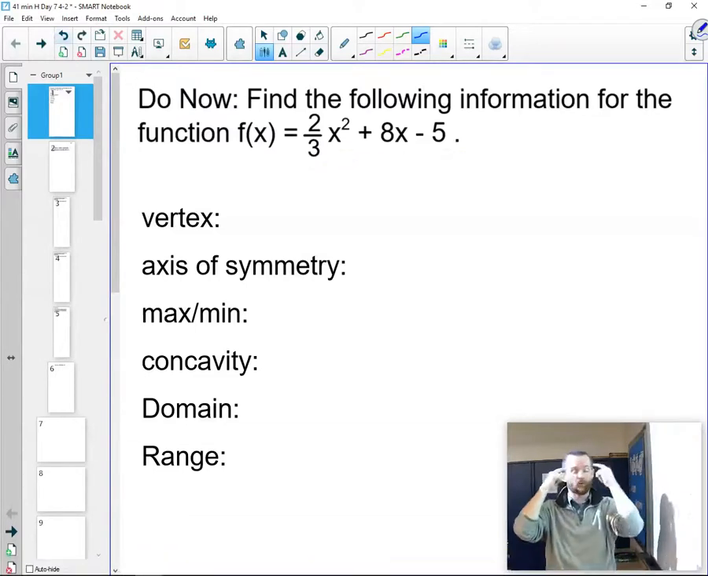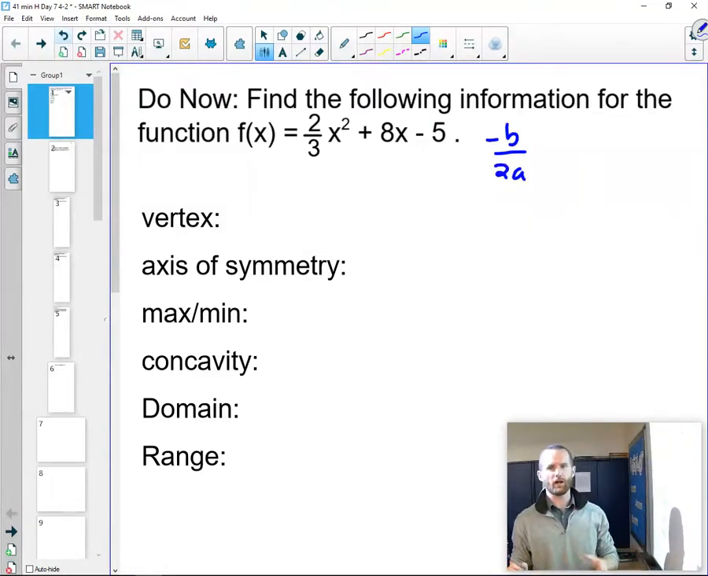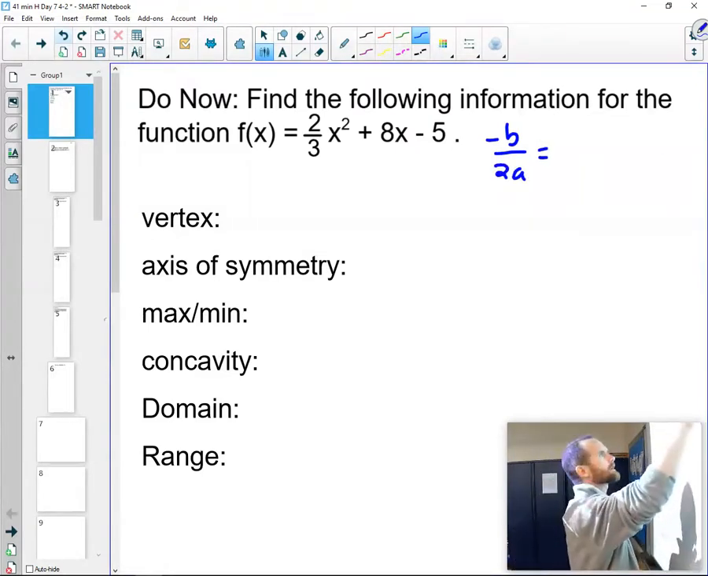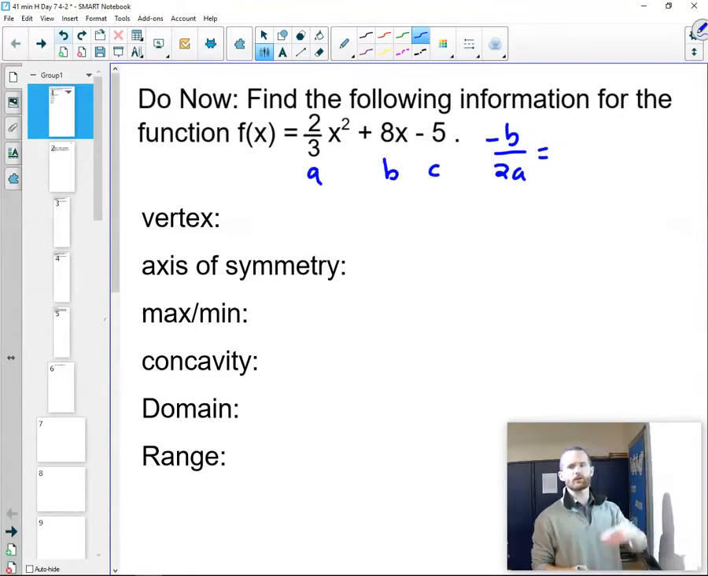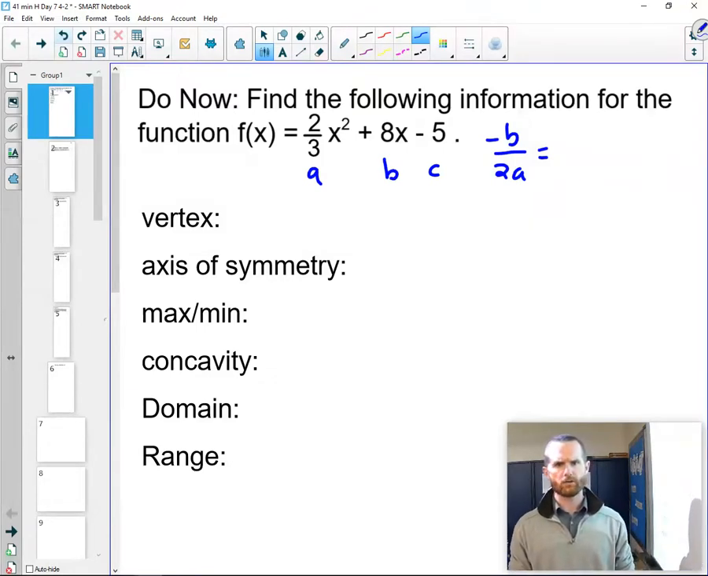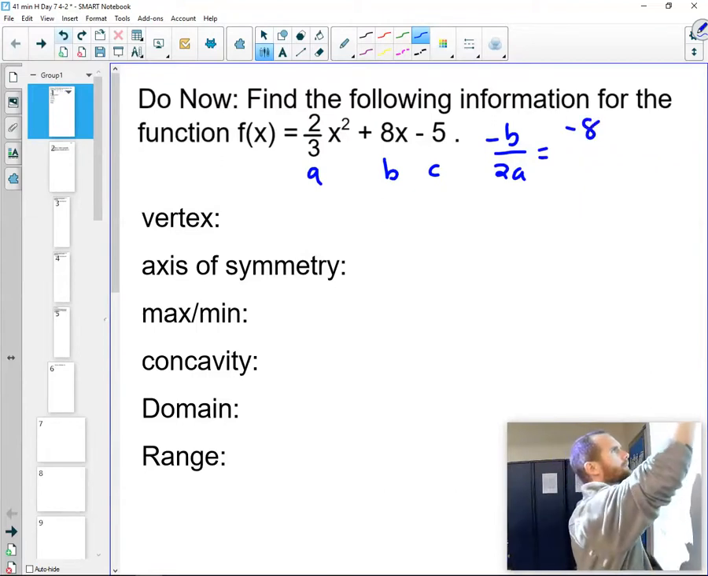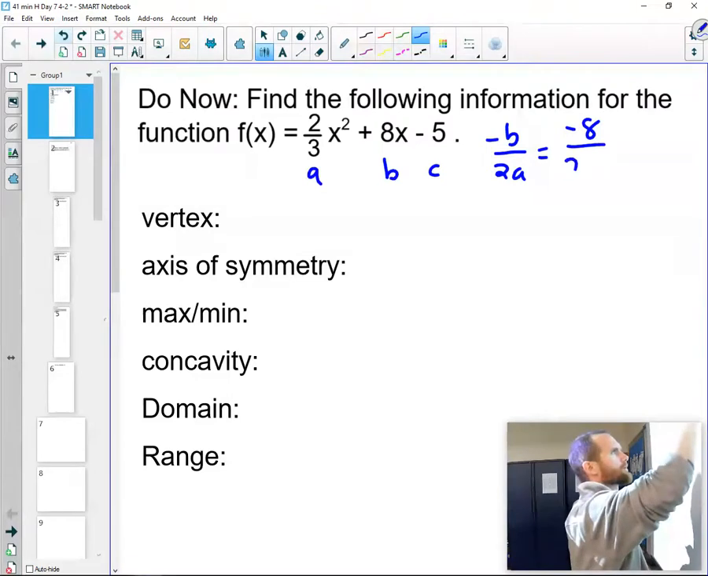Hopefully remember, standard form. So that means we need the formula negative b over 2a. Absolutely need to have that memorized, negative b over 2a. So let's see. That's our a, b, and c value right there. A is 2/3, b is 8, and c is negative 5. And we can use that to just plug in negative b over 2a. So negative b becomes negative 8 divided by, let's see, 2a becomes 2 times 2/3.